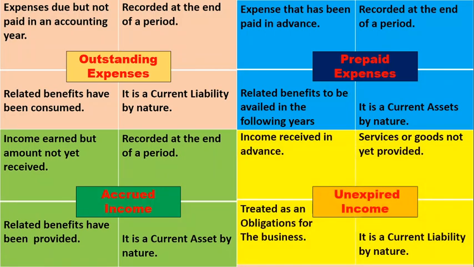There is another term for it, unexpired income. This is for advance income. When income is received in advance, you are receiving the money now, but you still have to provide the services. Services or goods are not yet provided. So now it's your liability.